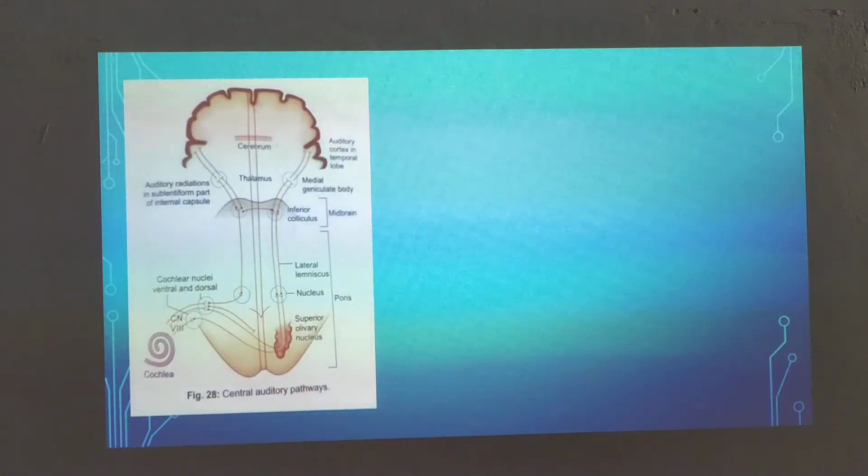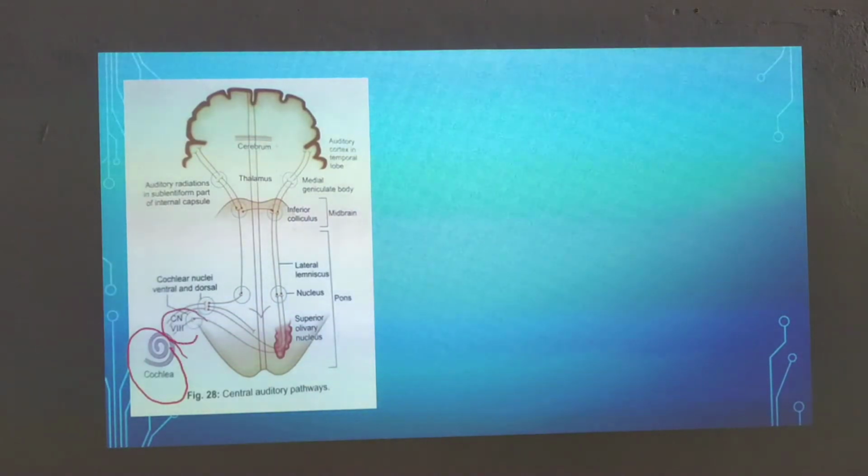Next, what is this? The central auditory pathways. I will be pointing out one thing and you should be able to read it. What is this? Cochlea. Next, the eighth cranial nerve. Next, the cochlear nuclei: the dorsal cochlear nuclei and the ventral cochlear nuclei. These are the cochlear nuclei that are there.